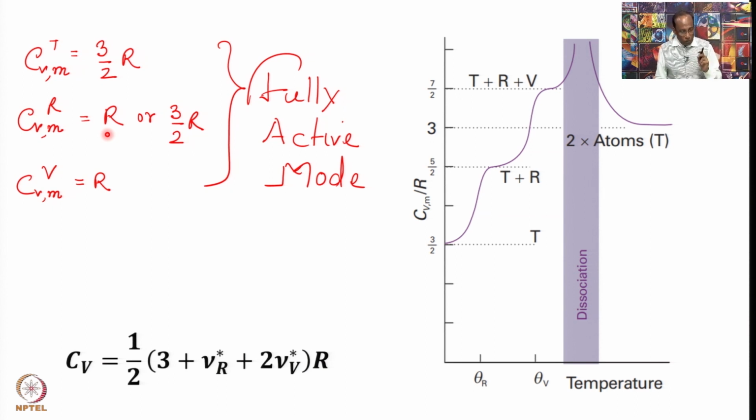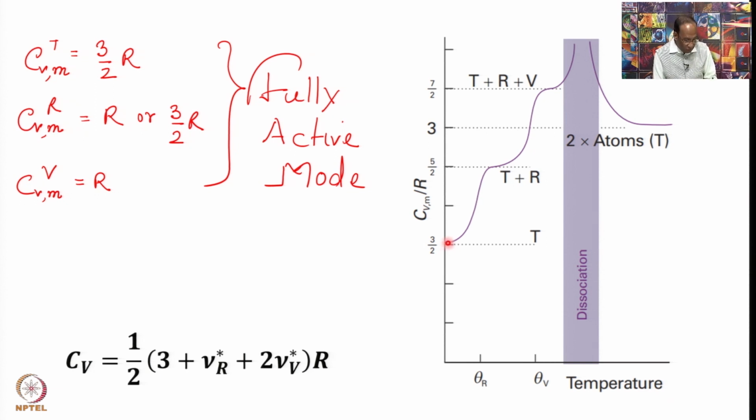So therefore, now if you carefully look at this figure, let us try to interpret this figure. Translational contribution is always there, and what you are plotting is CVM by R. That means the 3/2 R is consumed here. So CVM by R equal to 3/2 is always there. So when you start increasing the temperature, you are plotting against temperature.